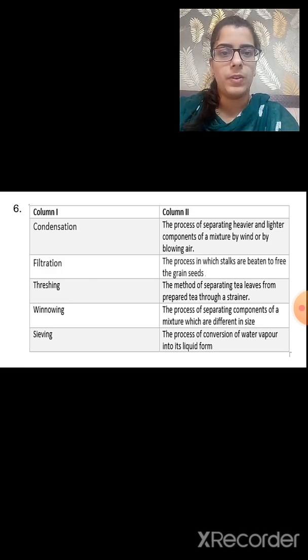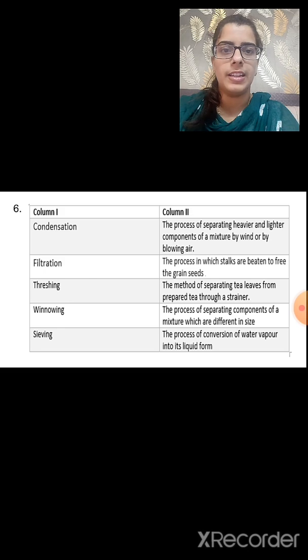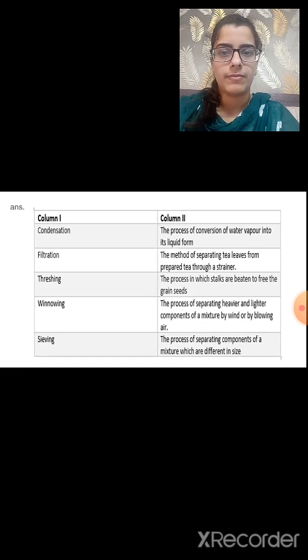Then is winnowing. Winnowing is the process of separating heavier and lighter components of a mixture by the wind or by blowing air. Last is sieving. The process of separating the components of a mixture which are different in size. You can see the correct answers are given in this slide.